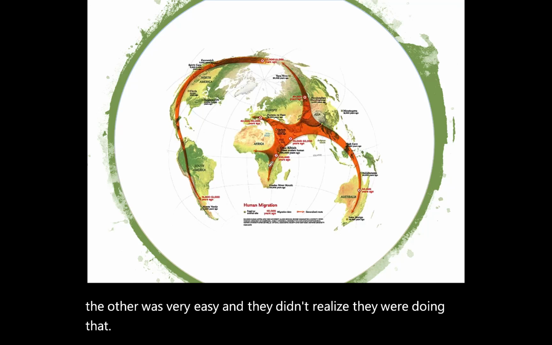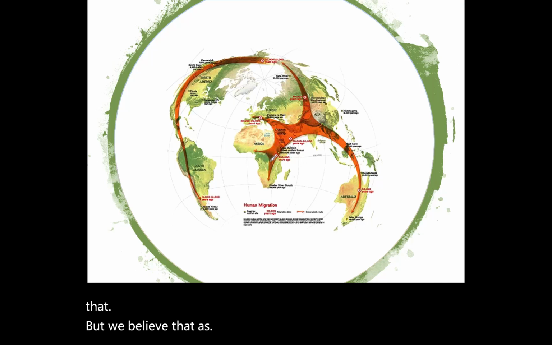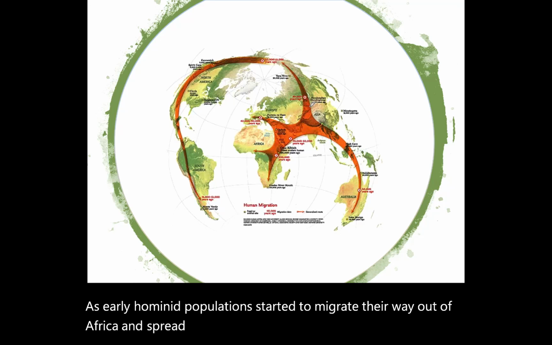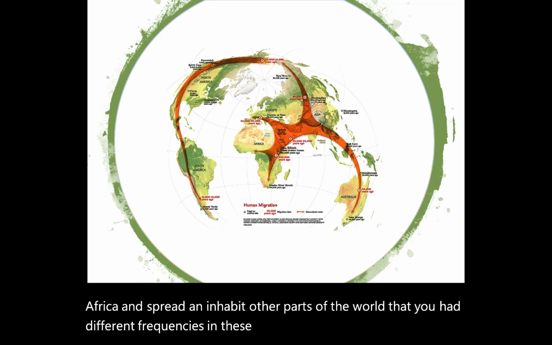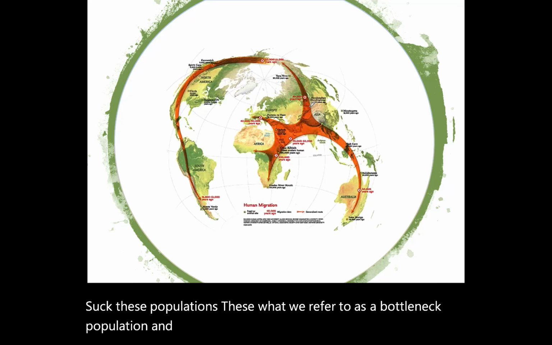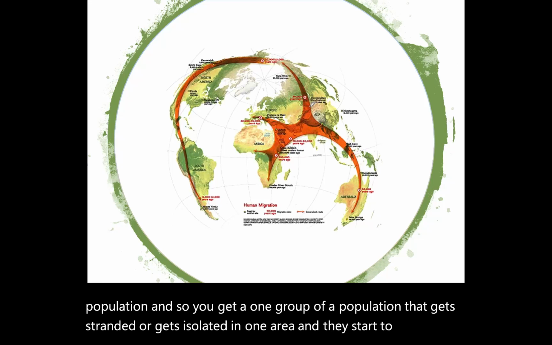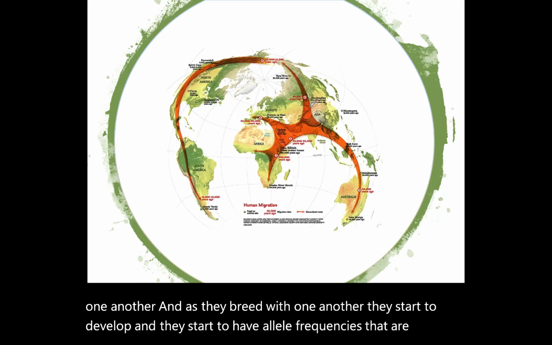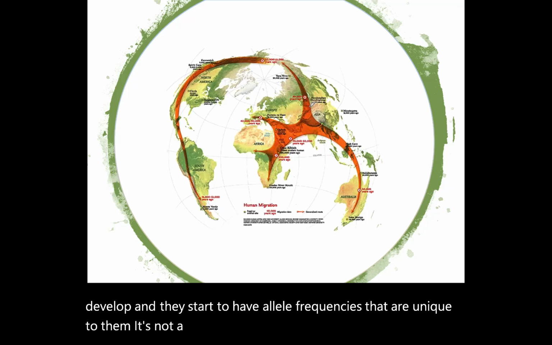But we believe that as early hominid populations started to migrate their way out of Africa and spread and inhabit other parts of the world, you had different frequencies in these alleles between these populations, what we refer to as a bottleneck population. And so you get one group of a population that gets stranded or isolated in one area, and they start to breed with one another. And as they breed with one another, they start to have allele frequencies that are unique to them. It's not a different species, and it's not a race.